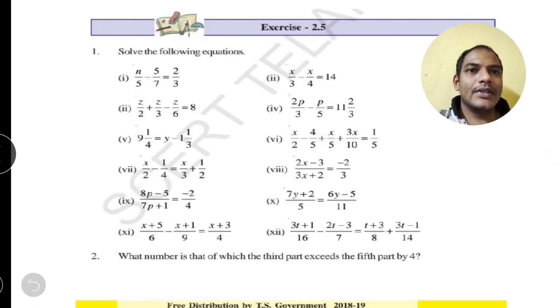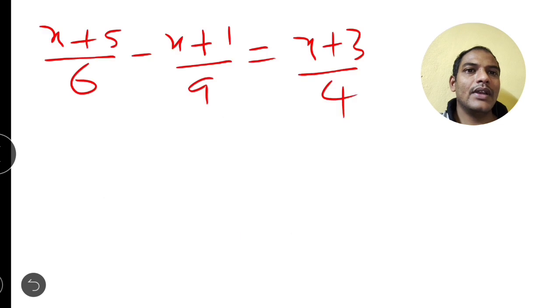So now coming to exercise 2.5. In exercise 2.5, here the 11th problem is the same as the previous example problem. x plus 5 divided by 6 minus x plus 1 divided by 9 equals x plus 3 divided by 4. On the left side of the equal symbol, two fractions are given, so you make it as one fraction.